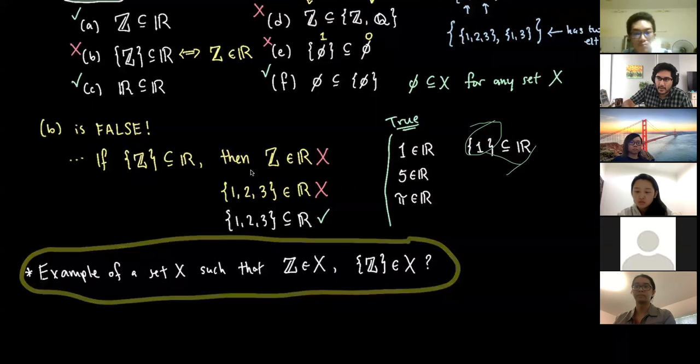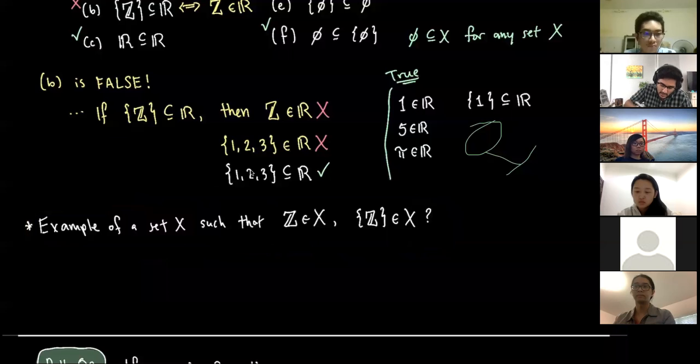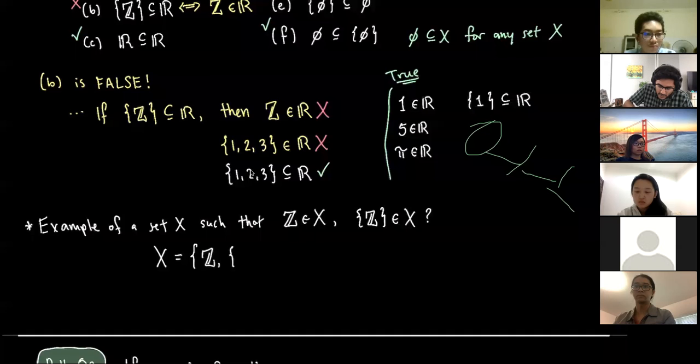Yeah, I think Tamsil and Muhammad got it. You could take X to be the set containing Z and also the set containing Z. This is a set with 2 elements in it. Okay, here, let me try to give you an example.